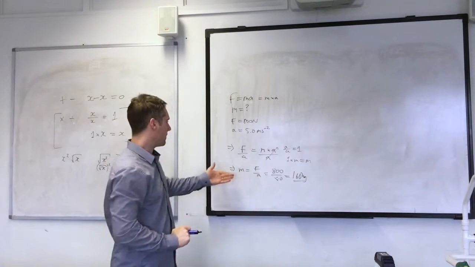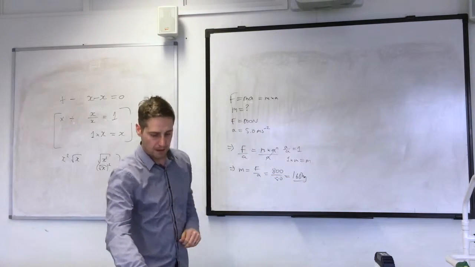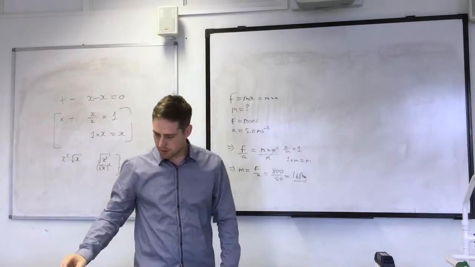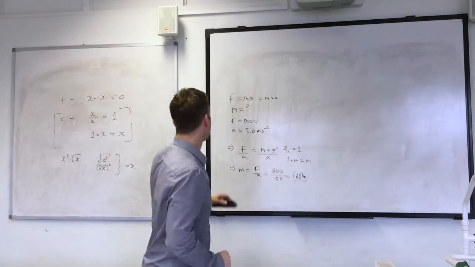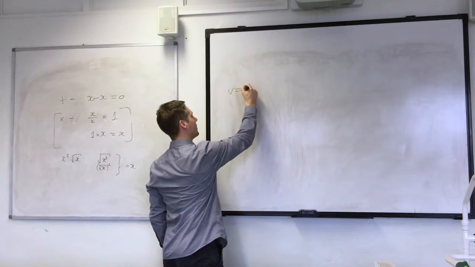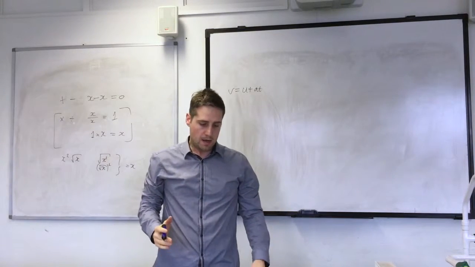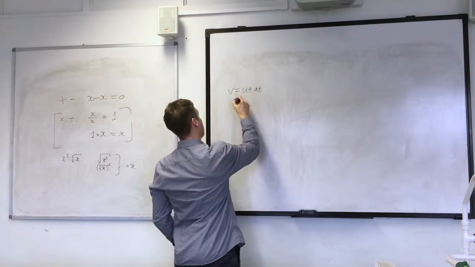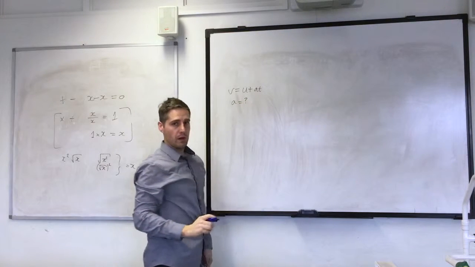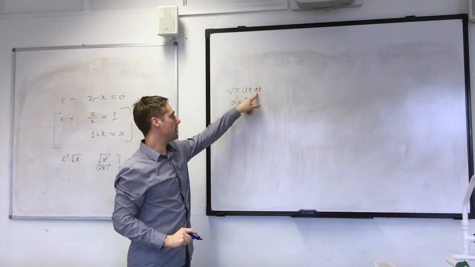So I've solved my problem. Rearrange the equation, put the values in, got my answer. Let's do another example. I'll clear the board for this one. Okay, this time we're going to use this equation, v equals u plus at, and I want to calculate a. A is my unknown. So I've got to find a way to get the a all by itself.